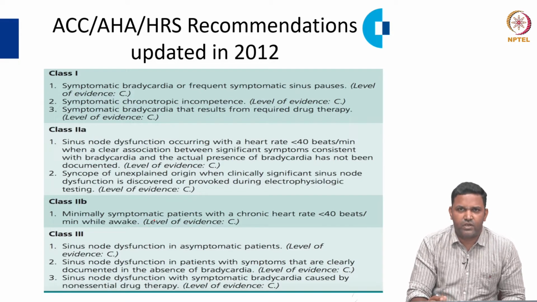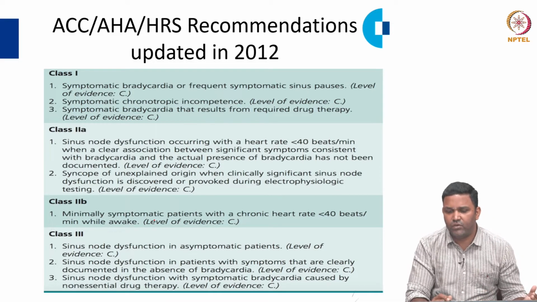It is also recommended, class 2A recommendation. The first three were class 1 recommendations. The class 2A recommendations are sinus node dysfunction occurring with heart rate less than 40 per minute when a clear association between significant symptoms consistent with bradycardia and actual presence of bradycardia has not been documented. We do a 24 hours Holter monitoring, and then if we are not able to associate the syncope or giddiness with a bradycardia, then it's very unclear. So that comes into 2A recommendation. If it is documented, then it comes to class 1 recommendation.